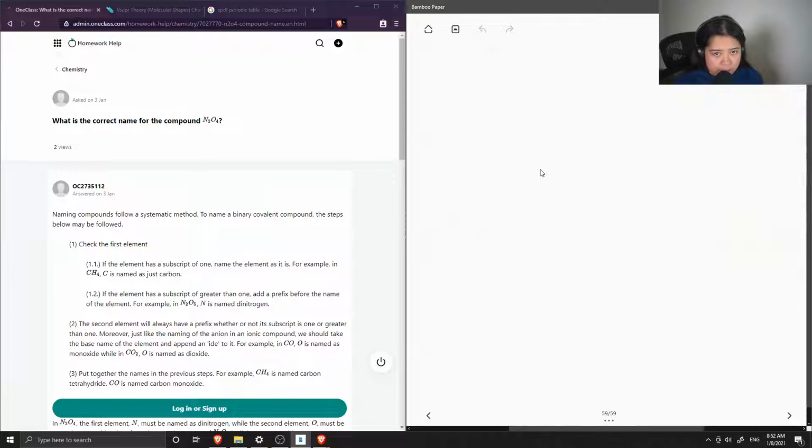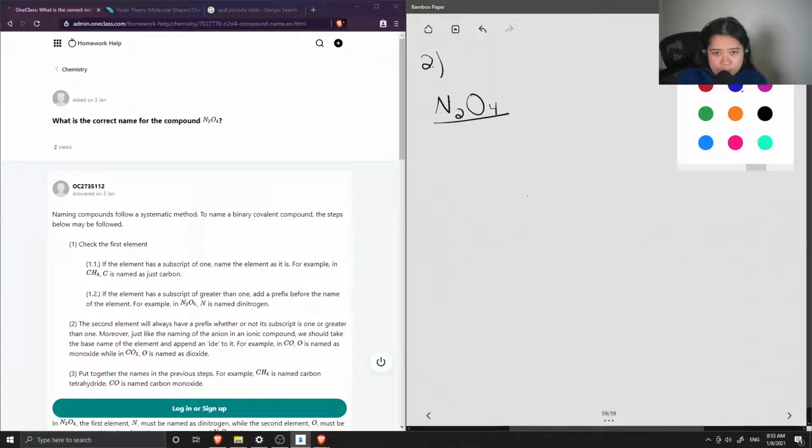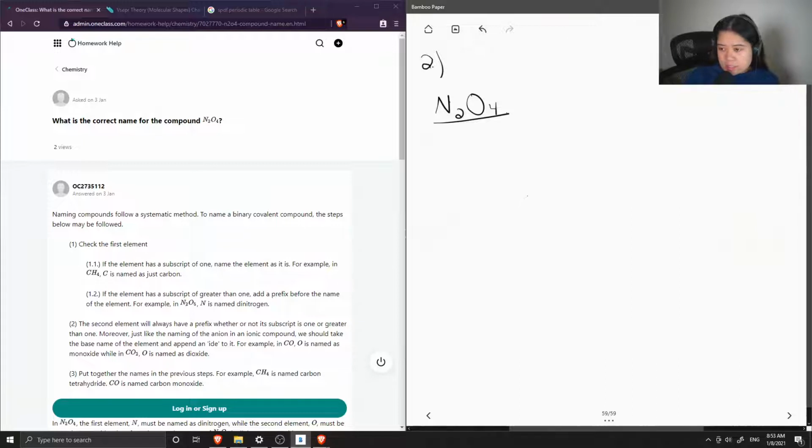Okay, so question number 2. What is the correct name for the compound N2O4? Okay, so before we try to answer this question, let's try to figure out the type of compound we have, since depending on the compound, they would have a different rule to name.